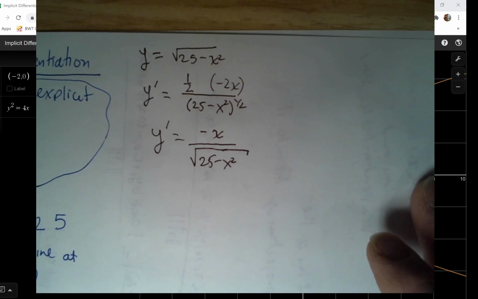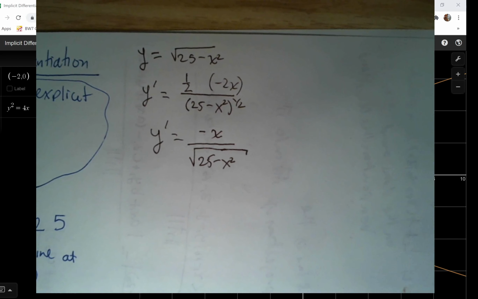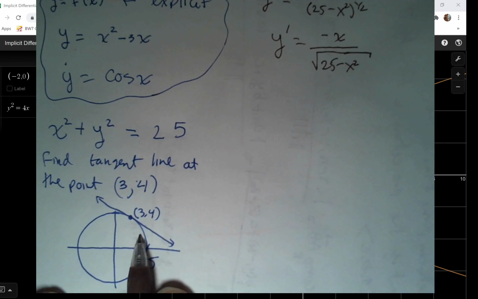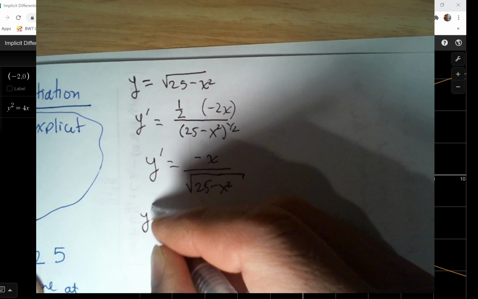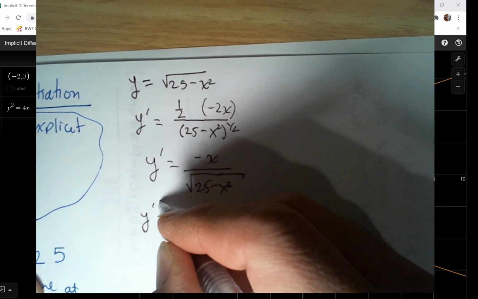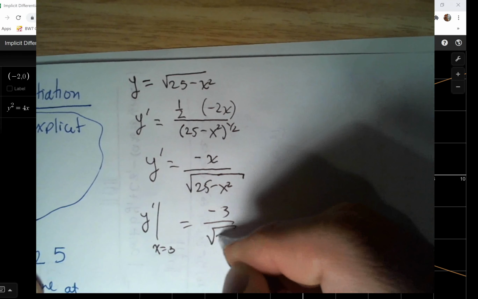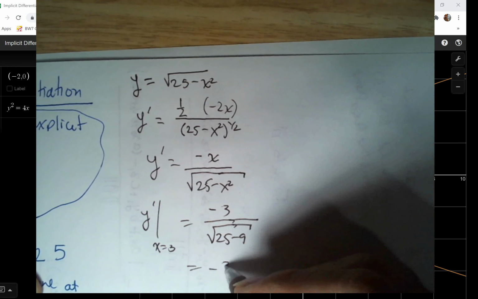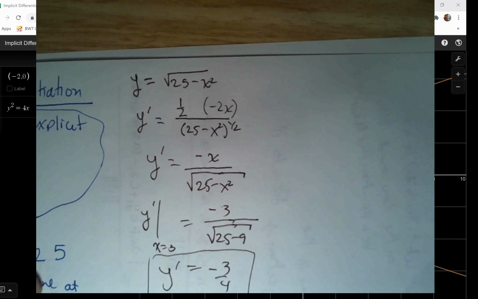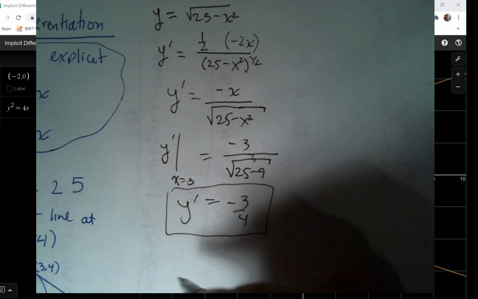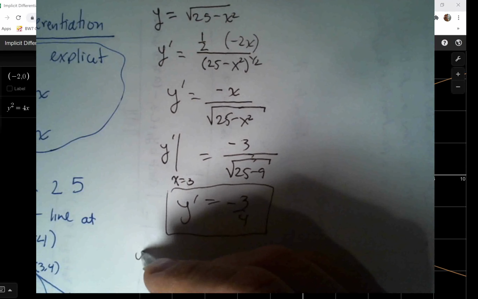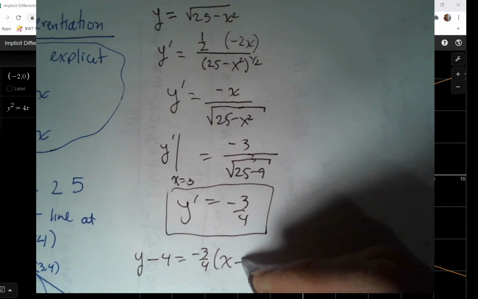Okay, and then now we can plug in our point, x is equal to 3. Our initial problem was to find the tangent line. So y prime evaluated at x equals 3 gives negative 3 over the square root of 25 minus 9, so negative 3 over 4. That would be our slope of the tangent line, and we have the point (3, 4). So we get y minus 4 equals negative 3/4 times x minus 3.